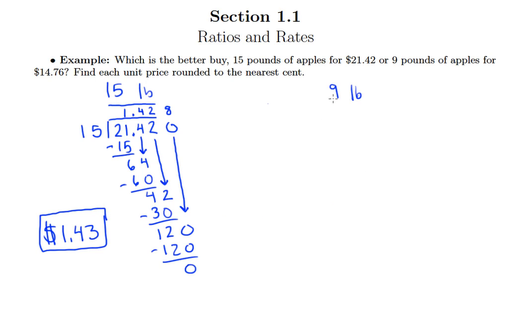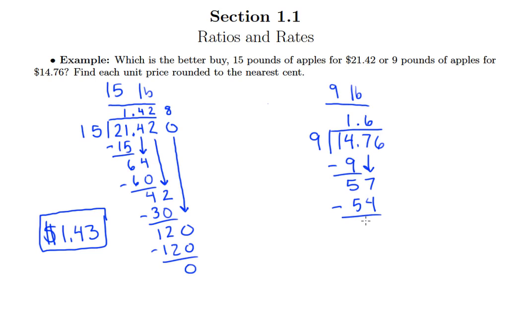Okay, so let's see what we have going with the 9 pounds. So here we have $14.76. Dividing that by 9, of course. 9 goes into 14 just once. We get a remainder of 5. Drop down the 7. Let's see, 9 goes into 57 just 6 times, because 6 times 9 is 54. So I'm going to put the decimal point here, put my 6 here. 6 times 9 is 54.